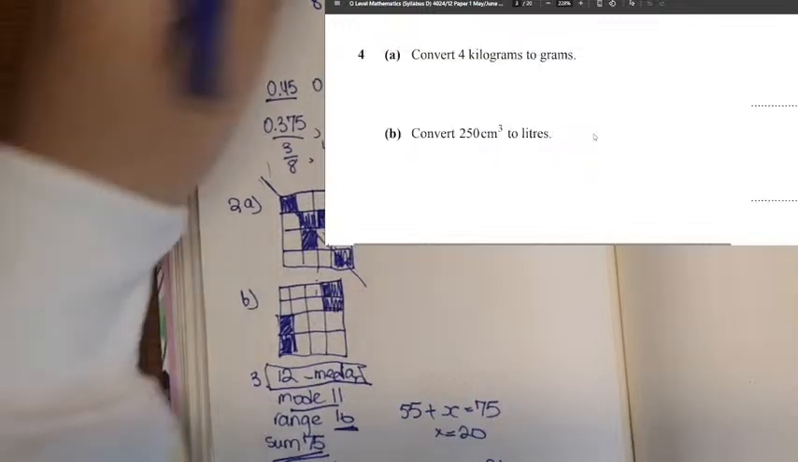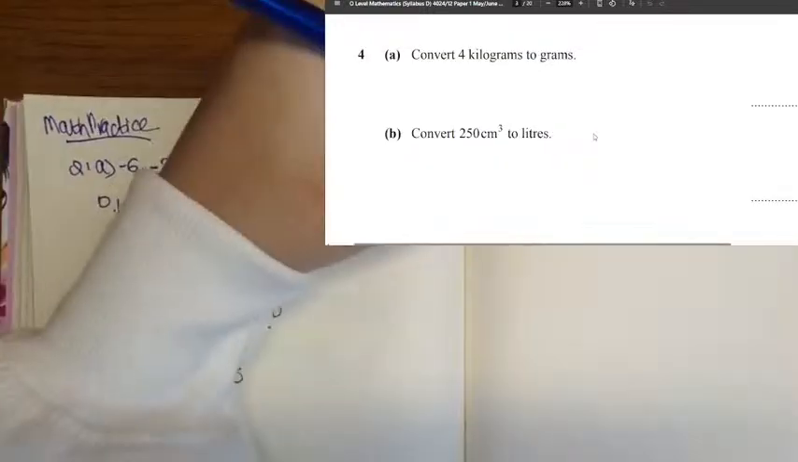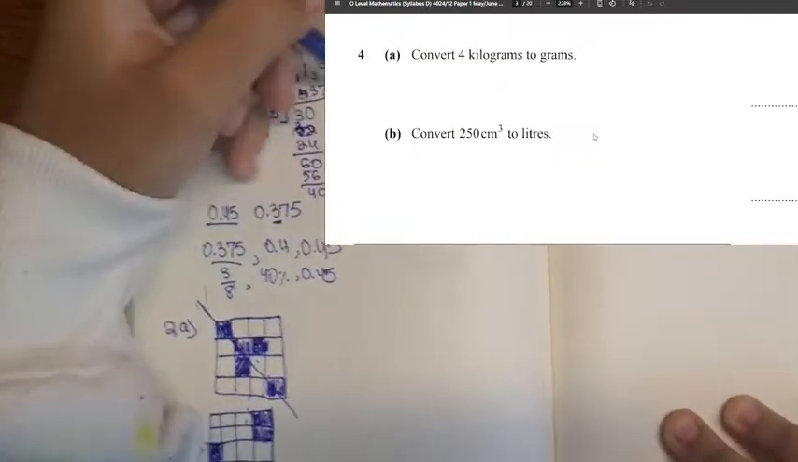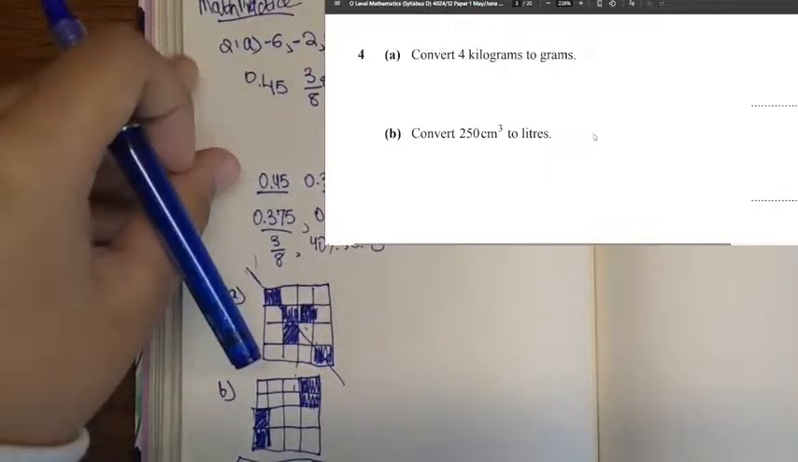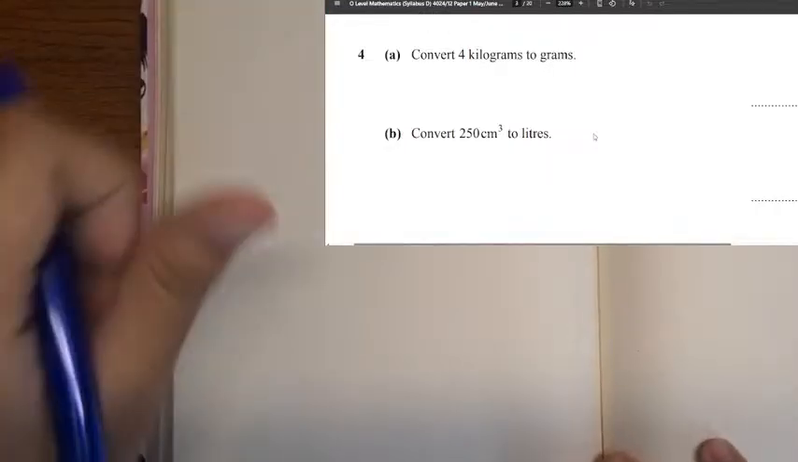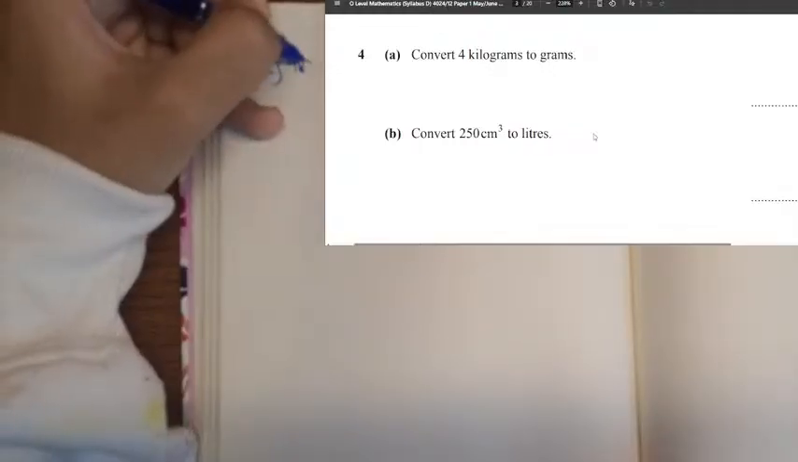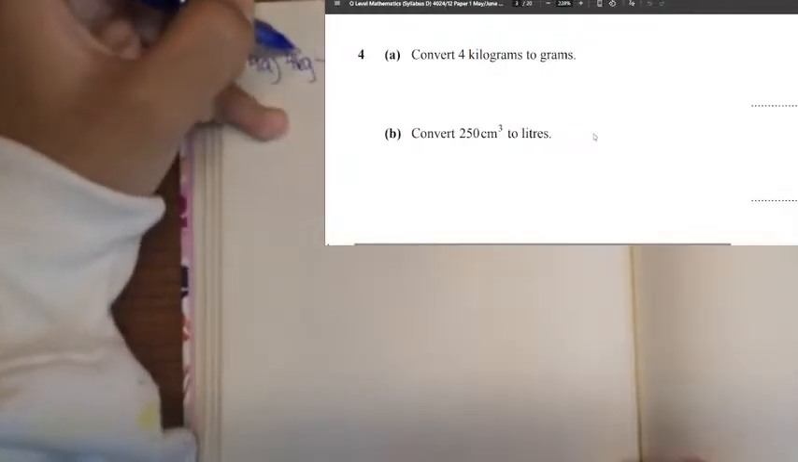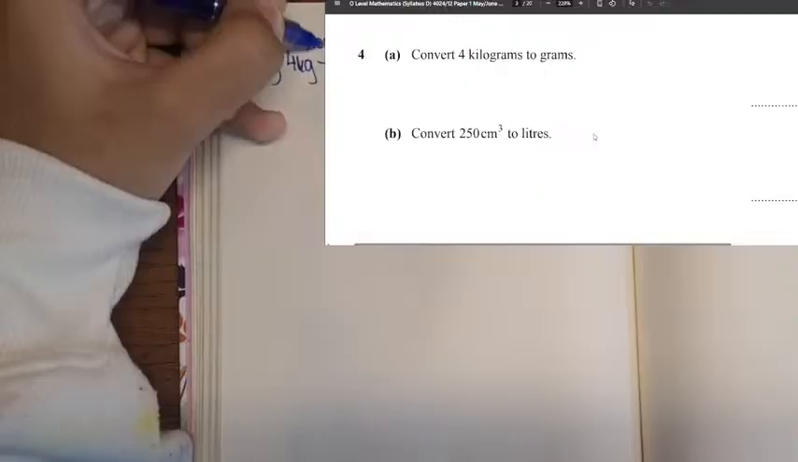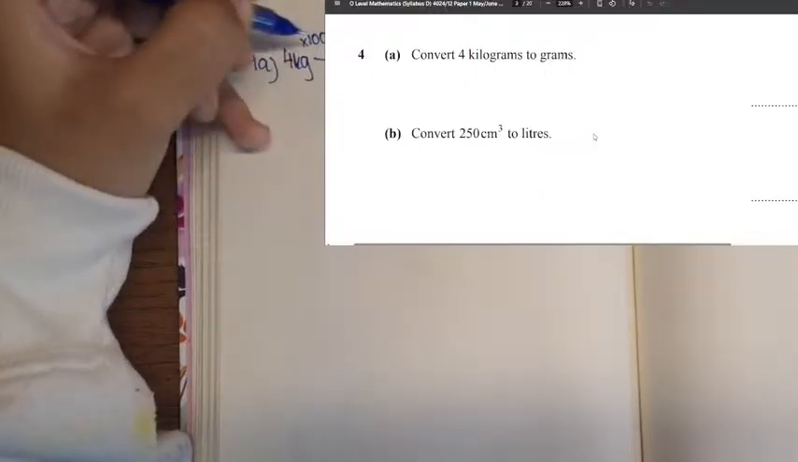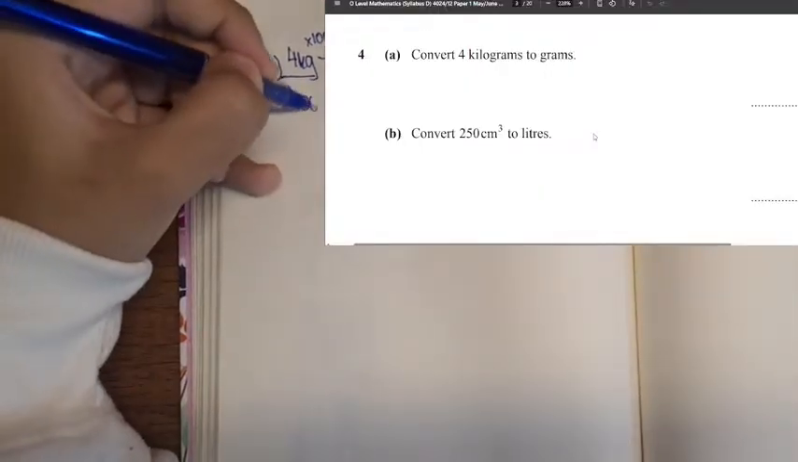The next question that we have is a pretty easy one. They're asking us to convert kilograms to grams. So let's just do that. Converting kilograms to grams basically means converting from a larger unit to a smaller unit. And 1 kilogram has 1000 grams. So we'll basically multiply the number that we have over here by 1000, so it becomes 4000 grams.